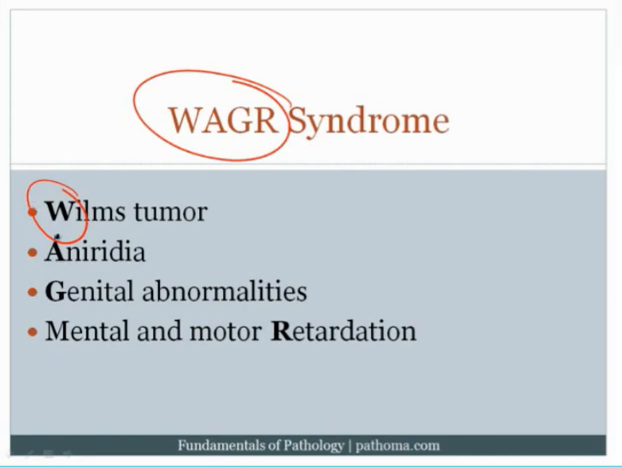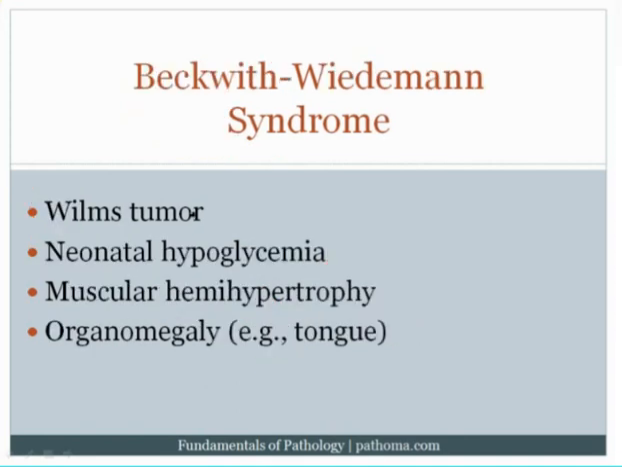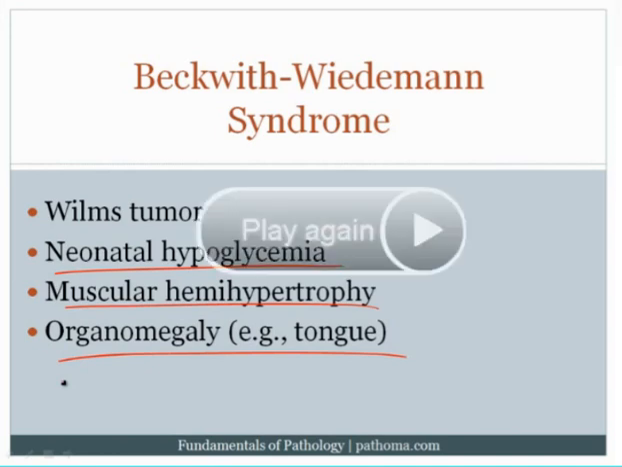The W stands for Wilms tumor, the A for aniridia, the G for genital anomalies, and then the R for mental and motor retardation. Another syndrome in which we can get Wilms tumor is Beckwith-Wiedemann syndrome. Of course, the patients would have Wilms tumor, but it would be associated with neonatal hypoglycemia, muscular hemihypertrophy, where the muscles on one half of the body are bigger than the muscles on the other half, and organomegaly, especially involving the tongue. And that concludes this section on renal neoplasia.